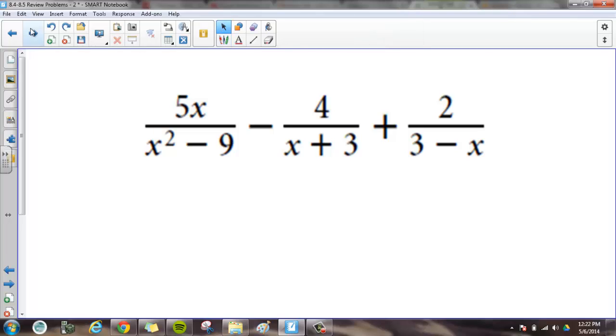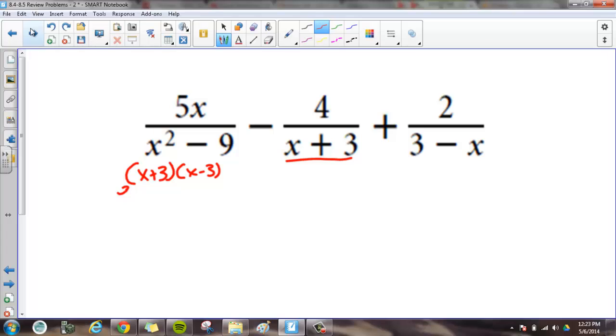Okay. Again, we're adding, subtracting. We need to simplify this problem down. First step is to get a common denominator. I noticed right off the bat that this x squared minus 9 is x plus 3, x minus 3. And I'm seeing an x plus 3 here, which is great because that's right there as well. And so I need an x minus 3 here.